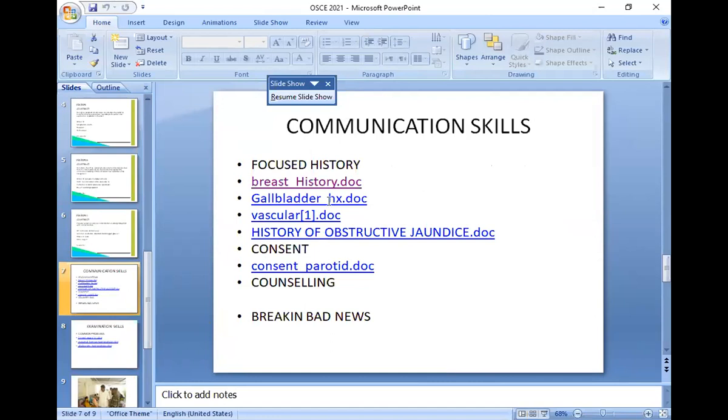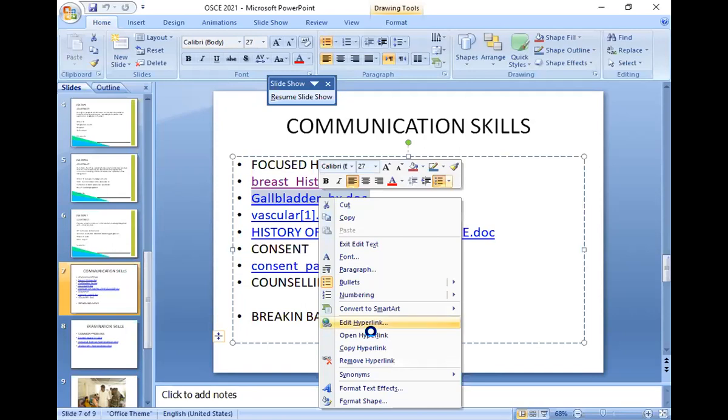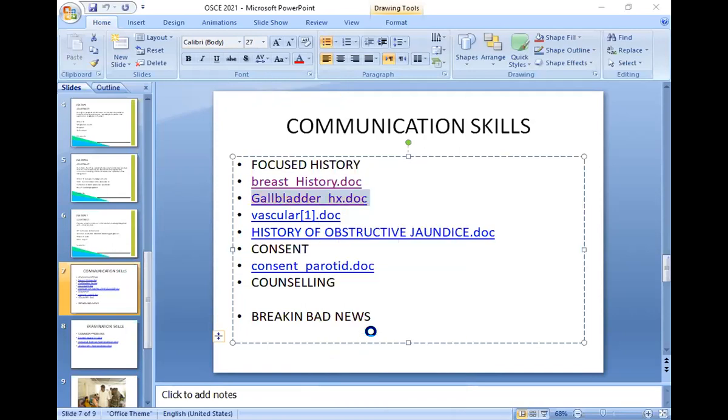Now we move to another example: gallbladder history. Gallbladder history is another common example of history taking.